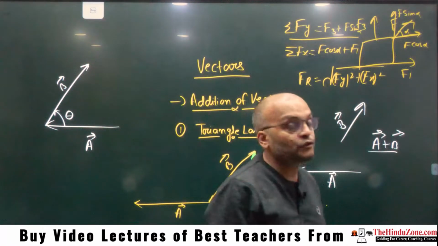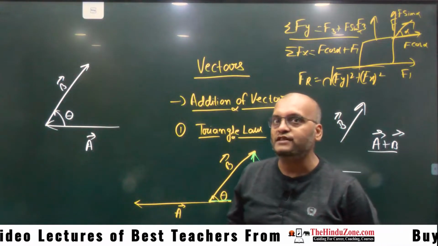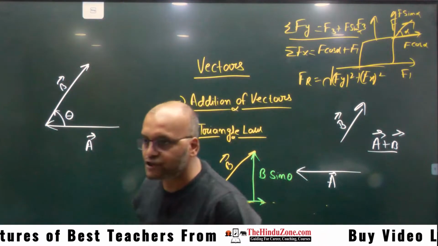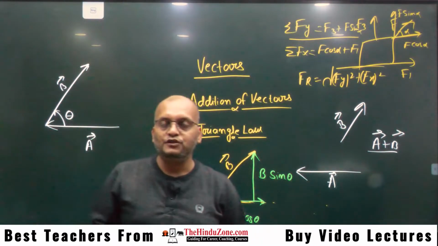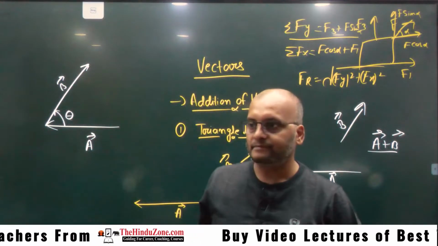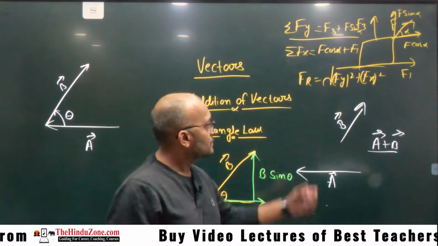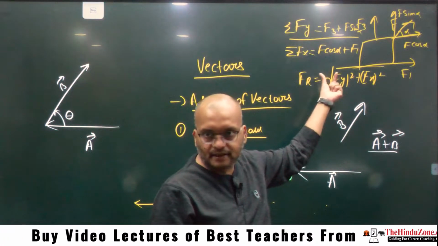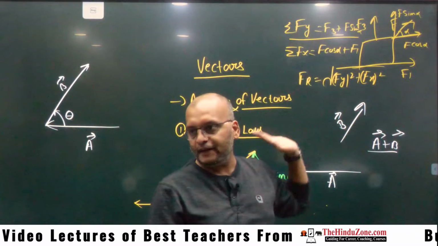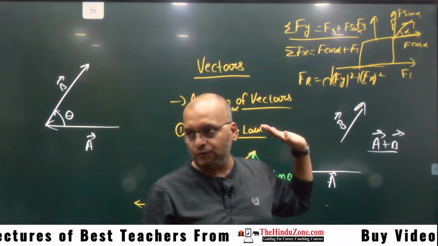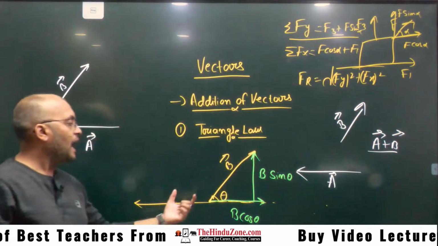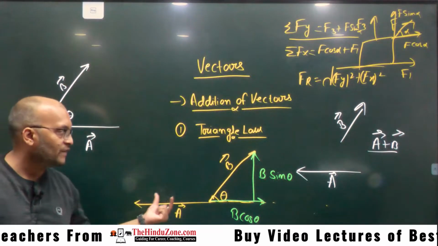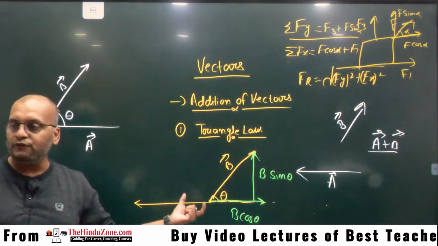By the same method you have solved several problems of electrostatics, forces acting on a charge, Coulomb's law, superposition principle. So Fy and Fx, square of both and under root. That's how the resultant is found. So here also I need to find the resultant of A and B. So what will I do?